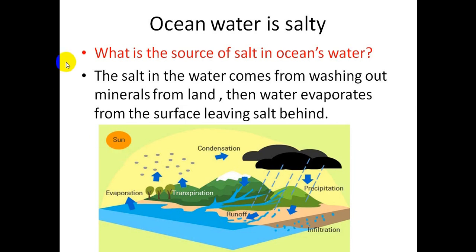What is the source of salt in ocean's water? The salt in the water comes from washing out minerals from land. Then water evaporates from the surface, leaving salt behind. It's like when you try to boil some water with salt, and you will find out that the water evaporates and the salt will stay in the pan or the pot.